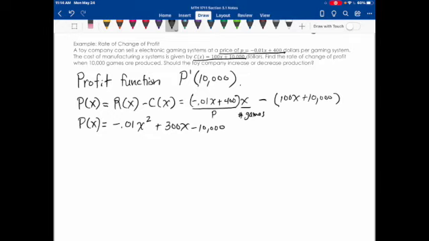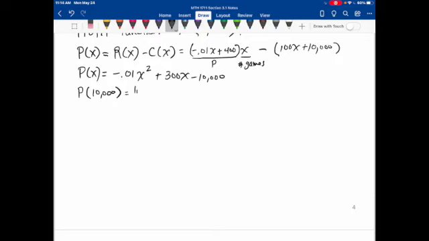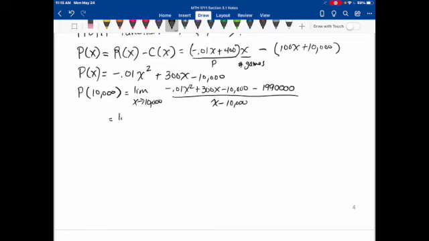Now we need to find the derivative of the profit at 10,000. Now let's use the definition of a derivative, which would be the limit as x approaches 10,000 games of the profit function, which is negative 0.01x squared plus 300x minus 10,000. We want to subtract off p of 10,000. And when you plug in p of 10,000, you're going to get 1,990,000. Okay, and that's all over x minus 10,000.